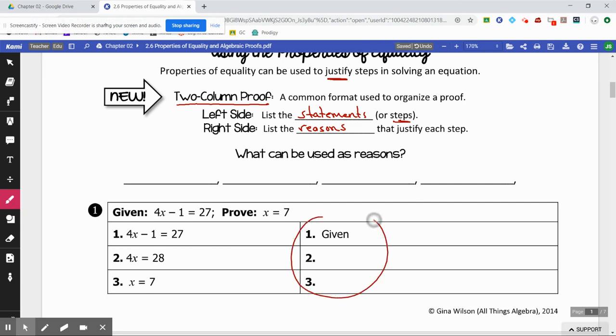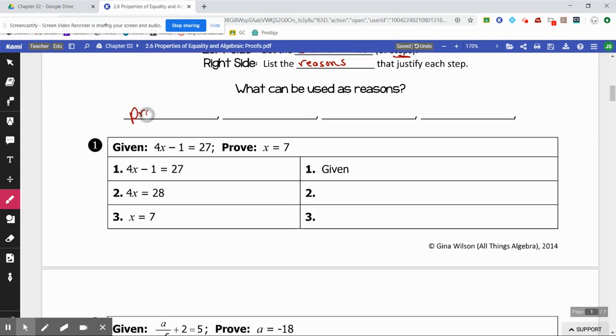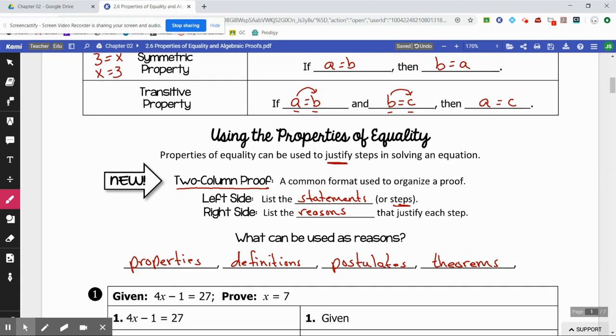Now, reasons is this stuff over here. What can we use as justification of why we did what we did? We can use properties, definitions, postulates, and theorems. Now, we will talk more about these as we go, but these are going to be the exact same thing that we're going to use for our reasons as we go through geometric proofs. Okay, so we're going to use these properties of equality to justify what we're doing here.